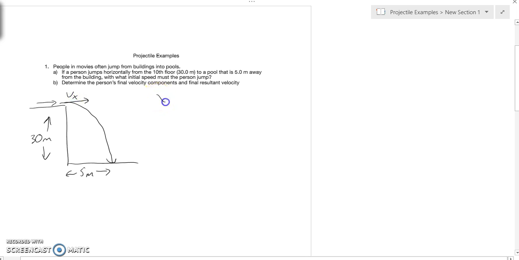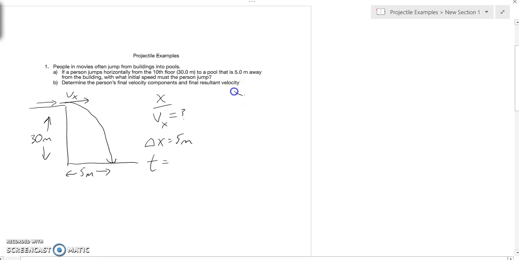I always start with what I'm looking for. So in this case, I'm looking for the velocity in the x direction. Now remember what we talked about in class, the velocity in the x direction is constant. So I don't call that initial, I don't call it final, I just call it Vx. The whole flight of this person, the velocity in the x direction is going to be the same. We know the displacement in the x direction is 5 meters. So we're missing a piece of information here to solve for the velocity, and that's going to be time.